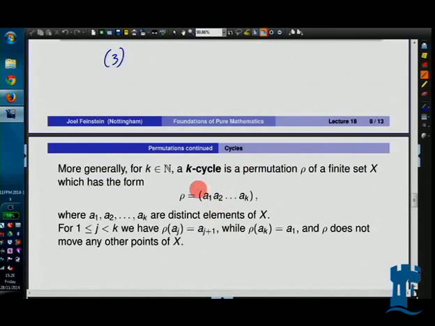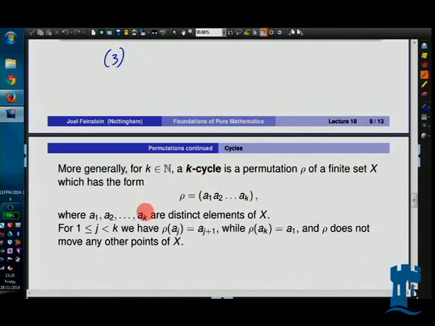K-cycles do exactly what you think. You have to take some distinct elements of your set, A1, A2 up to AK, and then, as before, A1 is sent to A2, A2 is sent to A3, A3 is sent to A4, and so on. And AK is sent round again back to the beginning.